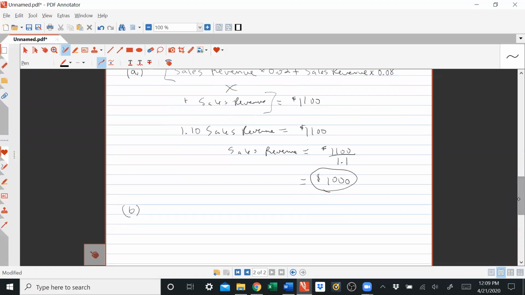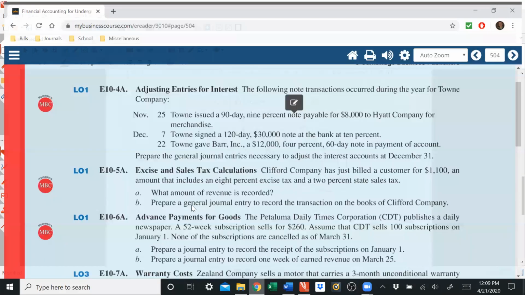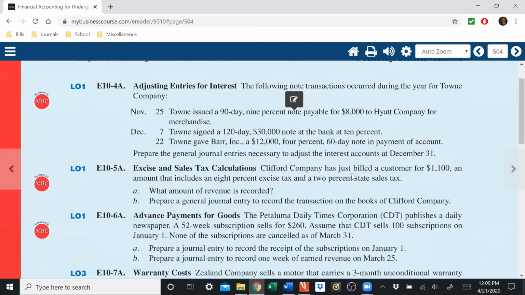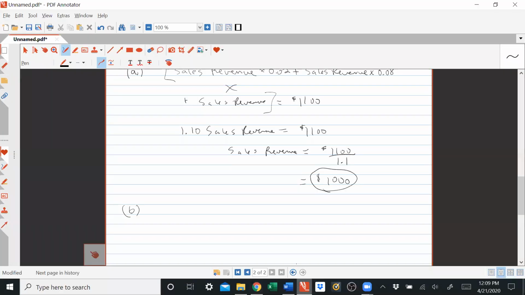What's the journal entry? Well, did they pay us cash or did we just bill them? We just billed them. Didn't say anything about they paid us. So we're not going to debit cash. We didn't receive any cash from them. We're going to debit accounts receivable for 1,100. We're going to credit sales revenue. Recognize the revenue, 1,000.